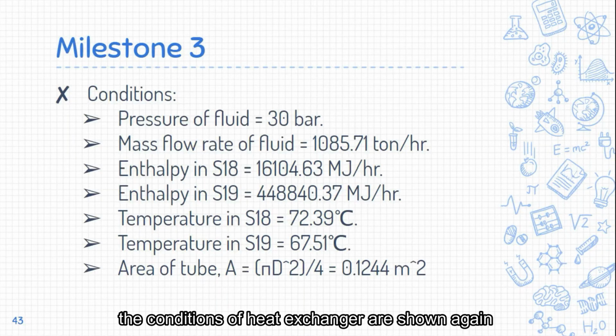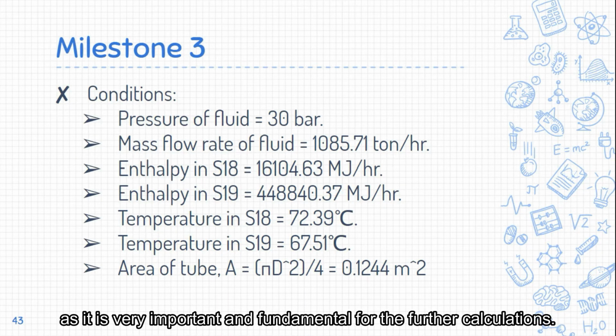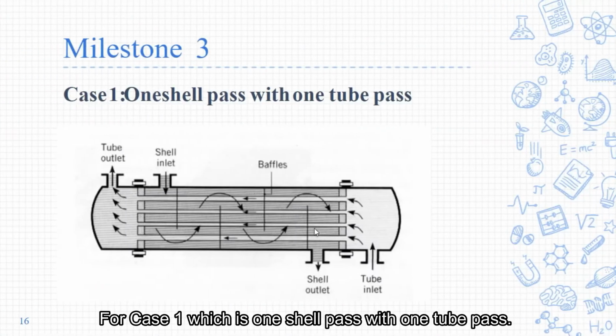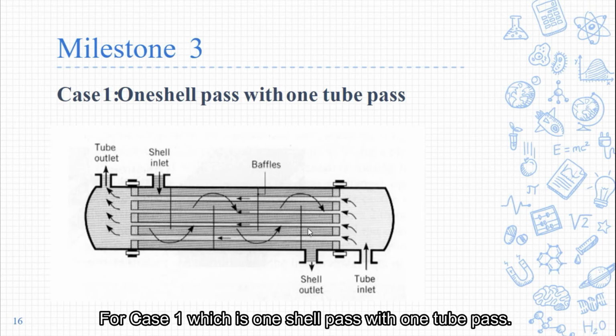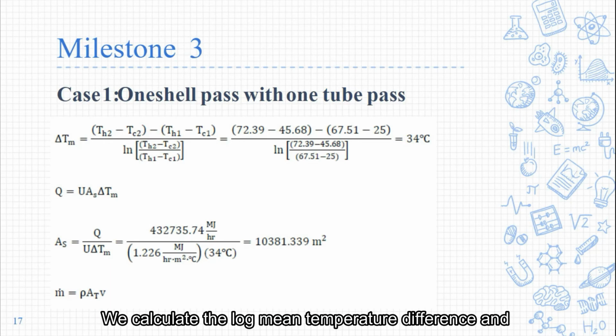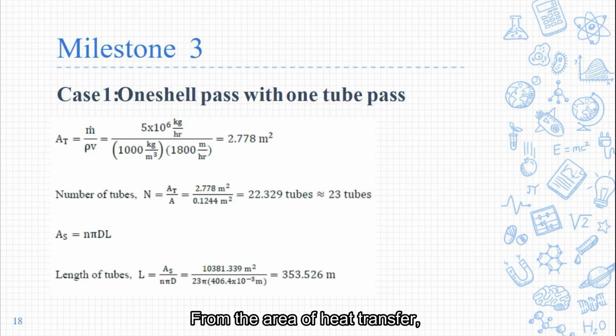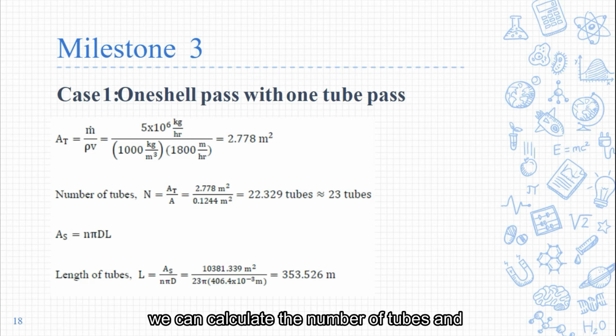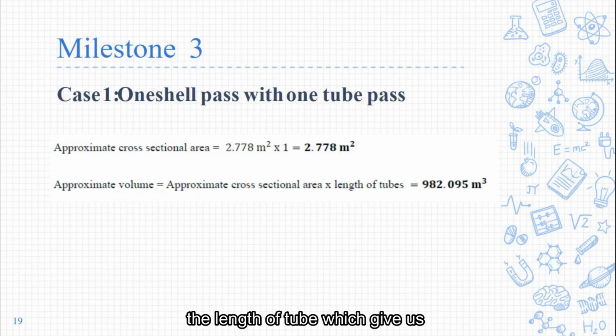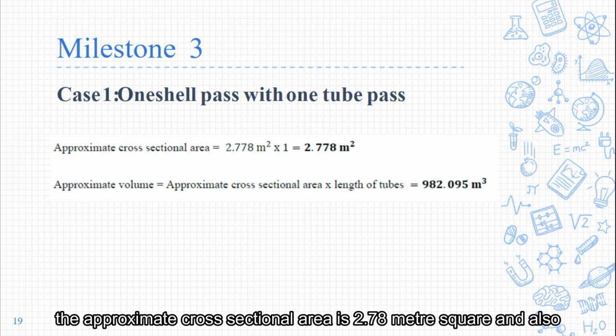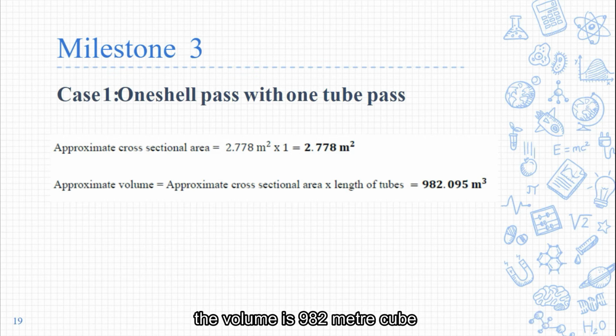For a deeper understanding, the conditions of the heat exchanger are shown again, and they are very important and fundamental for further calculations. For case 1, which is 1 shell pass with 1 tube pass, we calculate the log mean temperature difference and also the area of heat transfer. And from the area of heat transfer, we can calculate the number of tubes and also the length of tubes, which gives us an approximate cross-sectional area of 2.78 meter square, and also the volume is 982 meter cube for 1 shell pass with 1 tube pass.